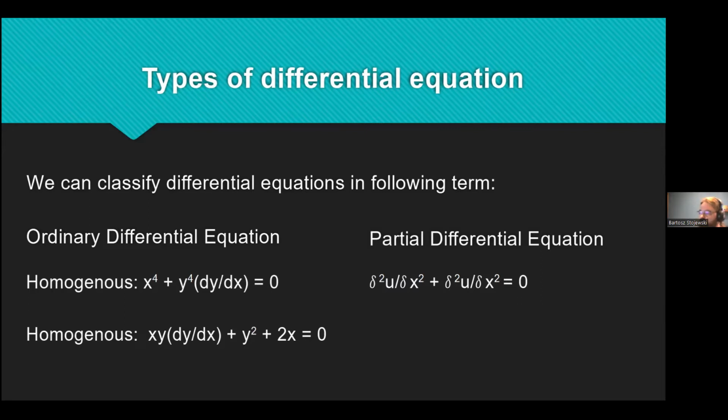The ordinary differential equation can be homogeneous or non-homogeneous. A differential equation in which the degree of all terms is the same is known as a homogeneous differential equation. In general, they can be represented as shown in the example. The shown example is a homogeneous differential equation of degree 4. A differential equation in which the degree of all the terms is not the same is known as a non-homogeneous differential equation. Example shown below.